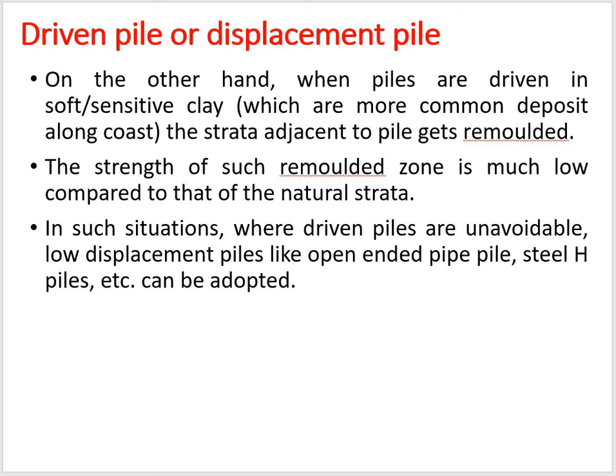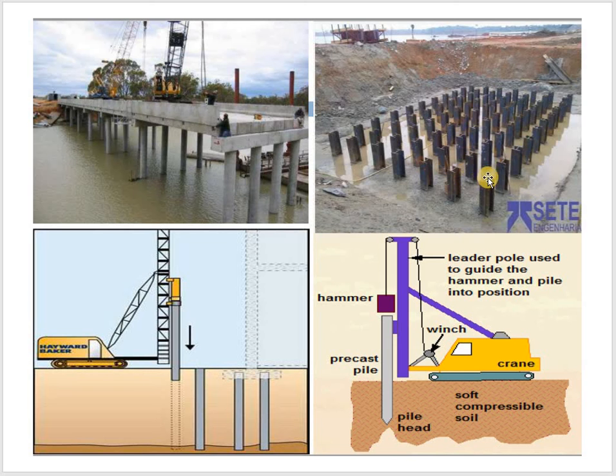So generally in such cases we have to go for open-ended piles, pipe piles, or steel H piles, which I have shown here. This is a steel H pile as shown here. So usually for clay strata, or even for offshore constructions, it is always better to go for steel H piles.